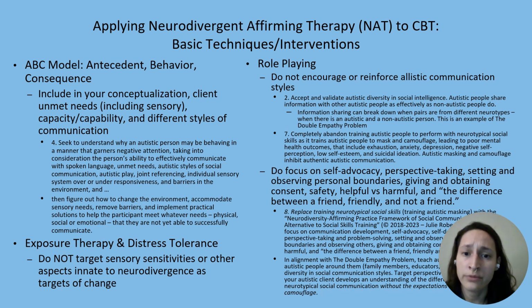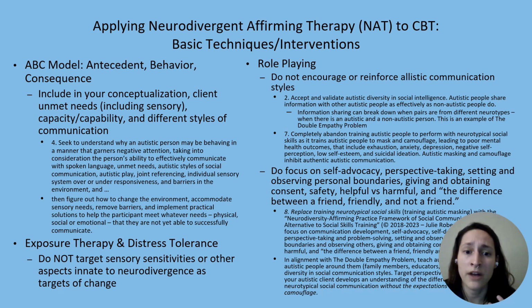Role playing. Do not encourage or reinforce illicit communication styles. So accept and validate autistic diversity and social intelligence. Autistic people share information with other autistic people as effectively as non-autistic people do. Completely abandon training autistic people to perform with neurotypical social skills, as it trains autistic people to mask and camouflage, which actually leads to poor mental health outcomes that include exhaustion, anxiety, depression, negative self-perception, low self-esteem, and suicidal ideation.